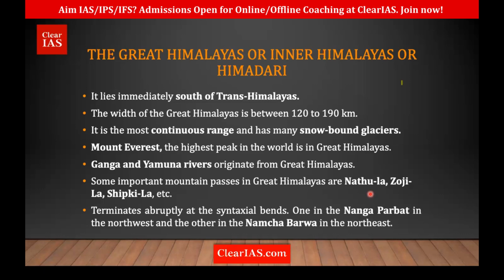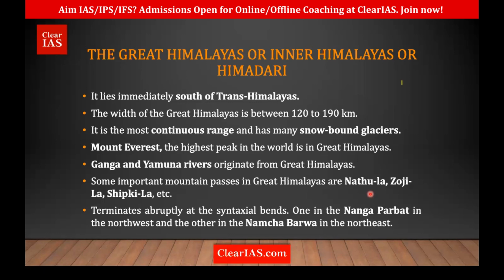So that is the Great Himalayas. Remember, just below the Trans-Himalayas we have a continuous stretch of very tall mountains. Mount Everest is on this mountain range. Rivers such as Ganga and Yamuna originate from here. Then the important passes, Nathula, Zojila, Shipkila. We'll see the passes later on, but remember these passes are on this. Apart from that, you must also remember Nanga Parbat and Namcha Barwa. So that is the Great Himalayas. Don't get confused with this name, because Namcha Barwa was also asked in prelims last year.